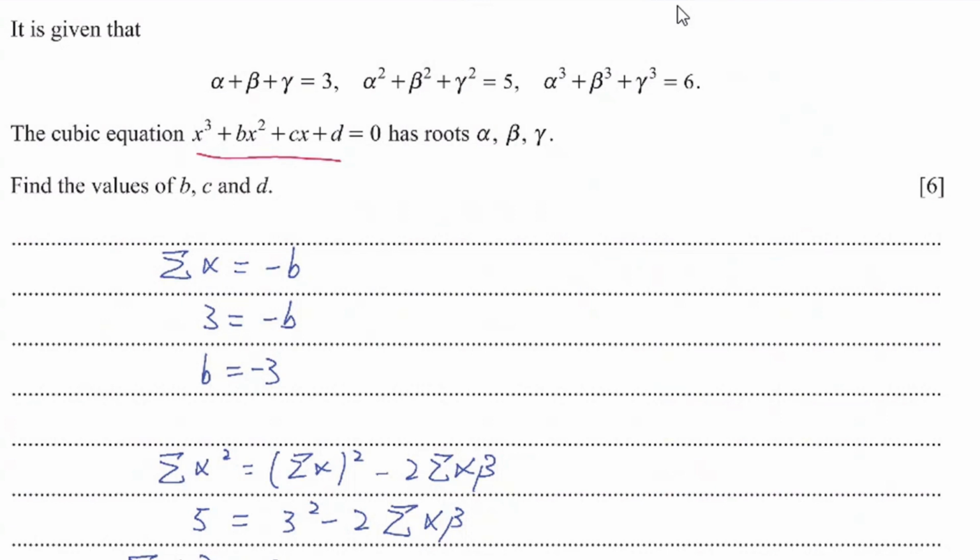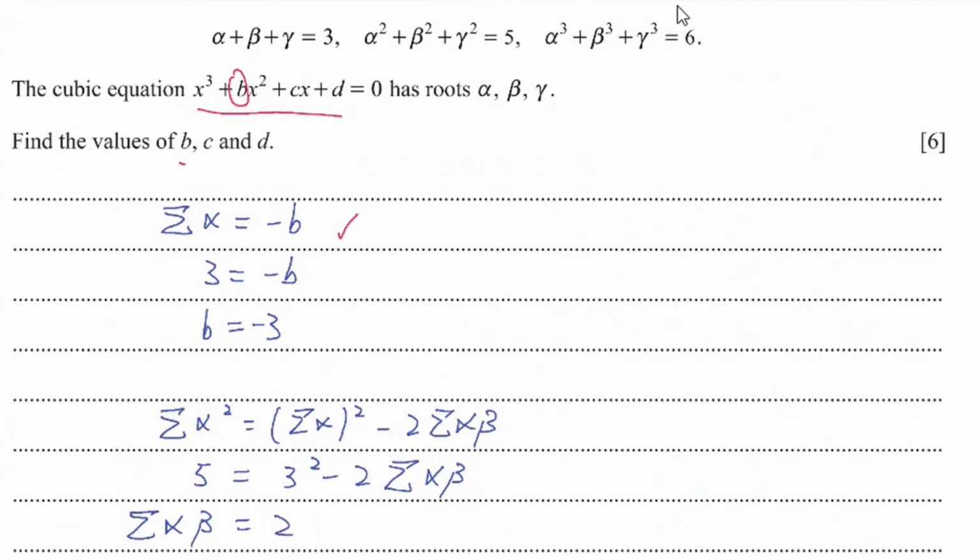So for the first part, to find B here, we could actually use the sum of alpha, beta, and so on. So this B here is related to the sum of the alpha. So sum of the alpha here is negative B over A. Okay, so the A here is a 1. So negative B, with the value which is already given for the sum of alpha here, we can easily find the value of B.